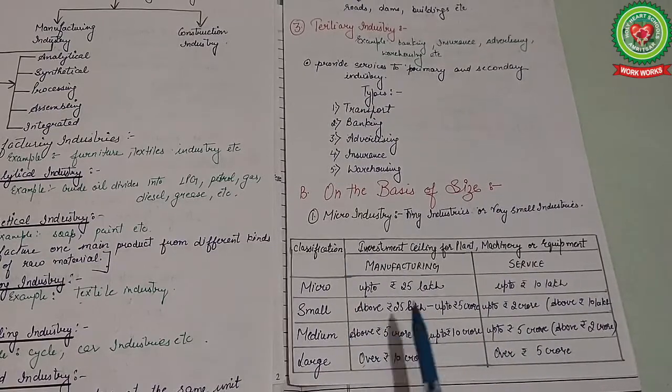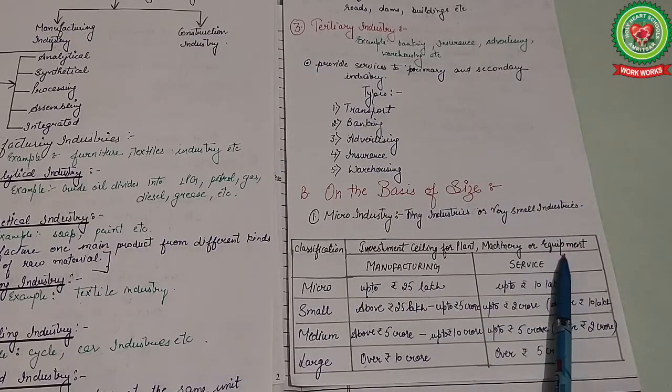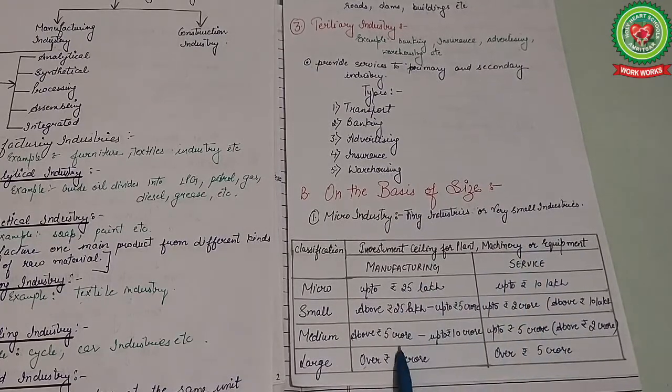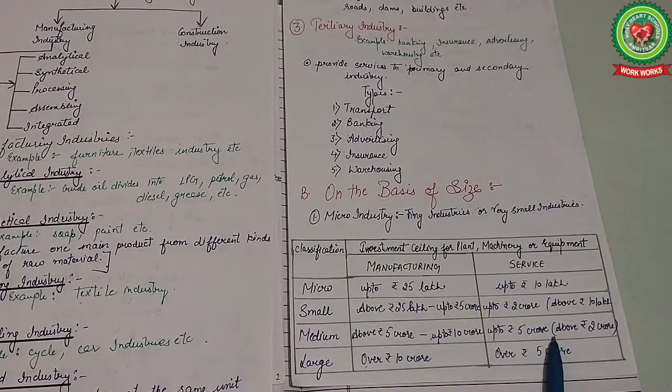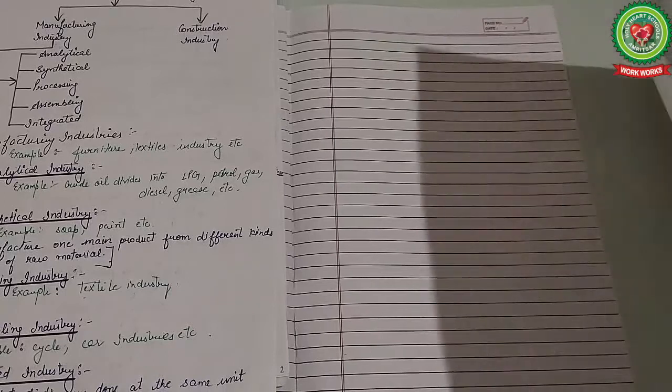Size means the plant, machinery or equipment used to produce goods should fall within the limits provided by the government. So this is all for today.